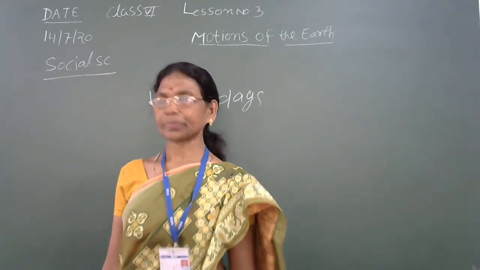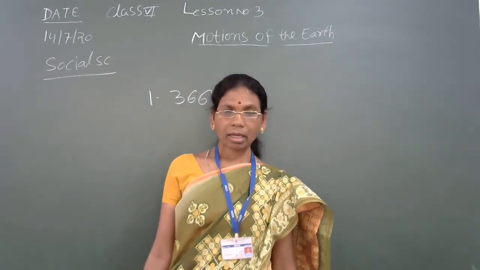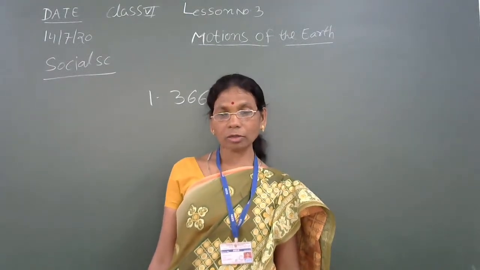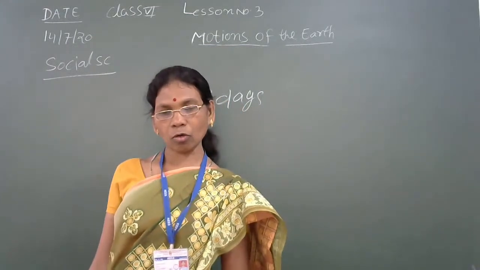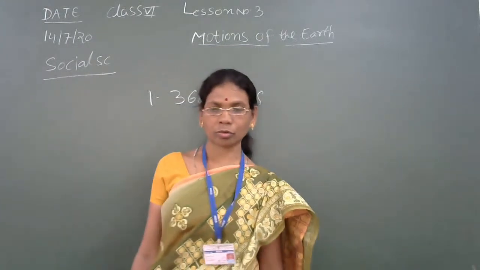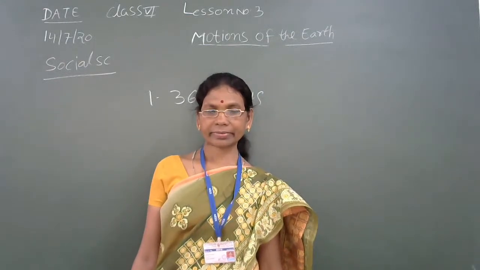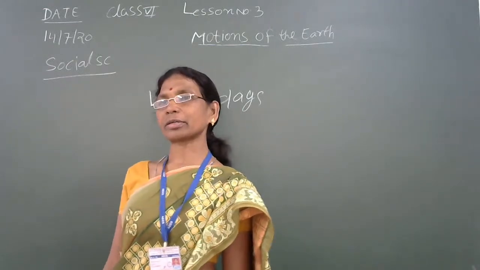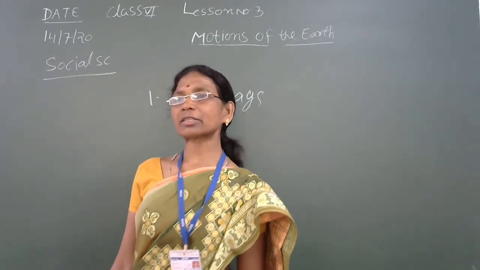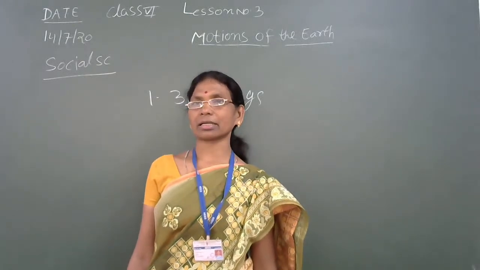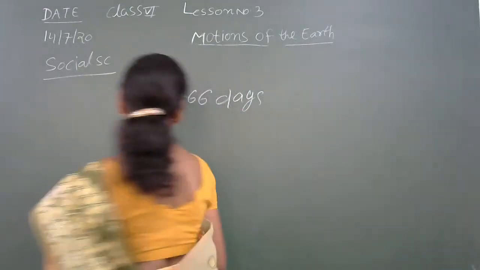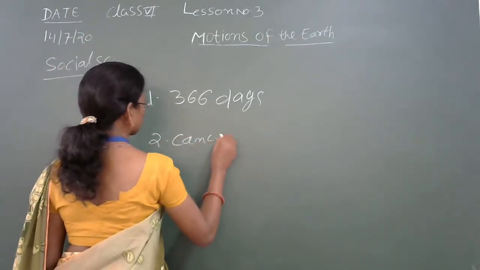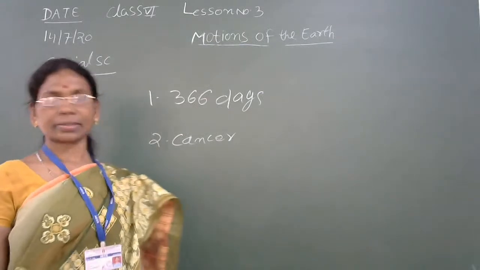Next. The sun's rays fall vertically on the Tropic of dash on 21st June. What is the correct answer? Very good. The correct answer is Tropic of Cancer.